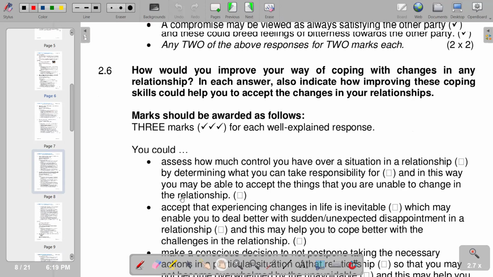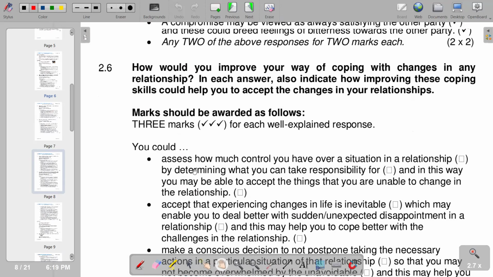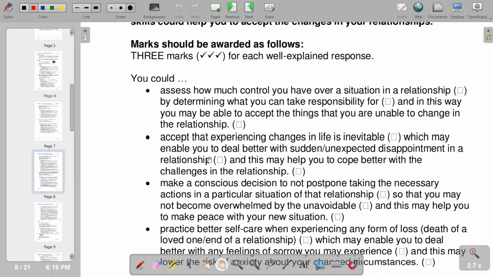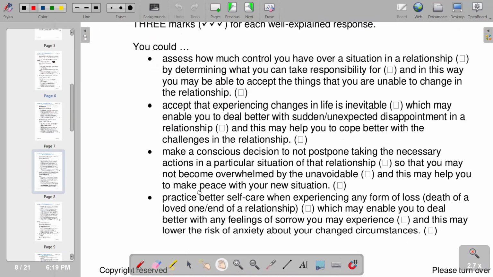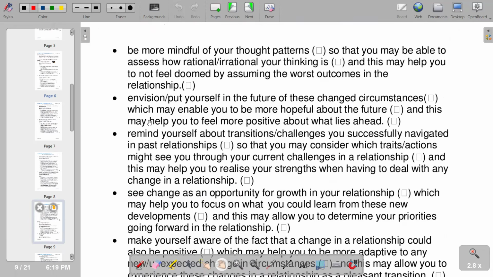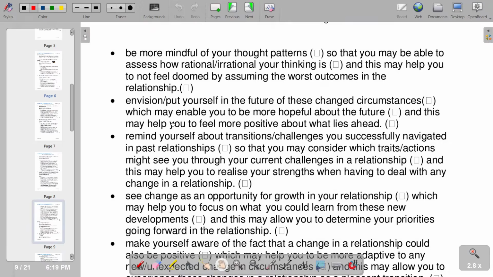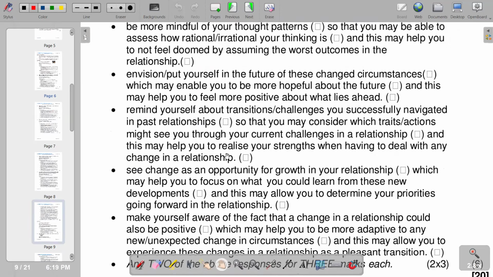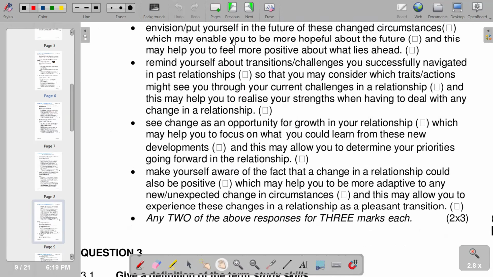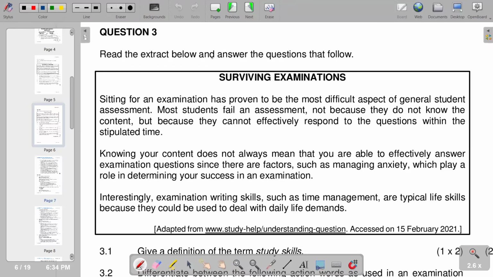So that can also be a correct point that you can include, and also accept that experiencing changes in life is inevitable. So we have also that as a correct response. We've got other points that are also there that we can include that are also correct. We have got an extension of those points as we go down that are also correct there. Then, of course, this becomes the last question that we have in terms of our question 2. And of course, we are going to move on to the next question that we have, which is question 3.